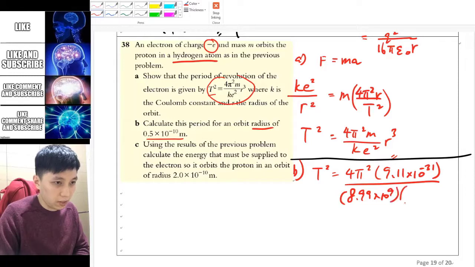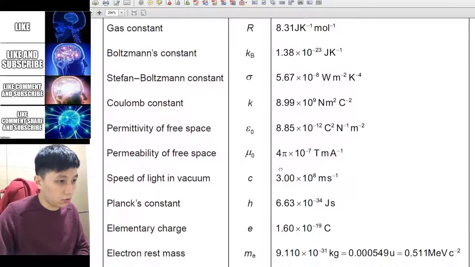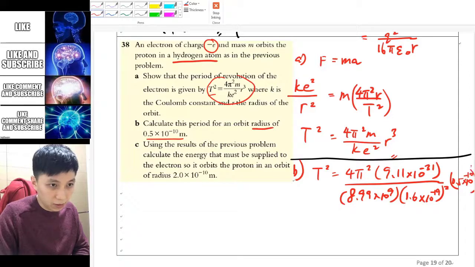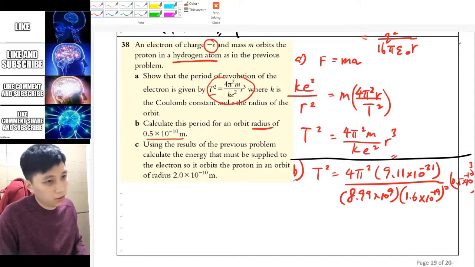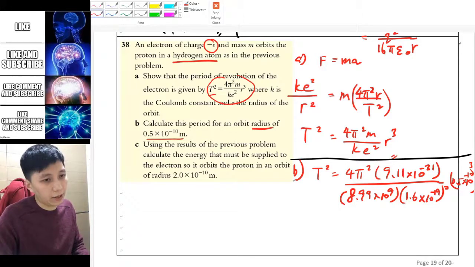For e, the elementary charge, you can find it here, 1.6. So knowing how to use your data booklet is very important. Don't forget the square here. And then r is the one that they give, which is 0.5 times 10 to the power of negative 10, cubed. So simply substitute everything and press it on your calculator, and you should find the answer.